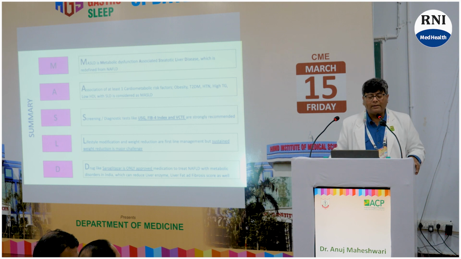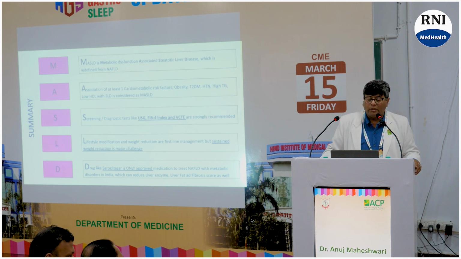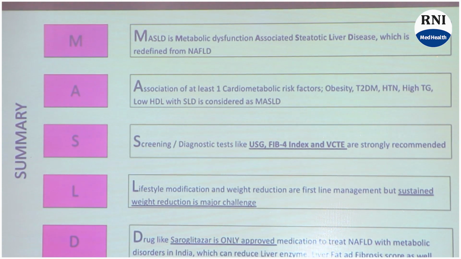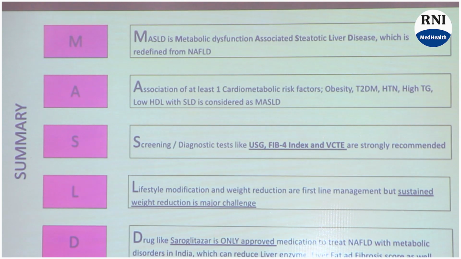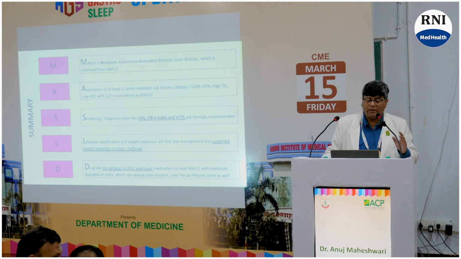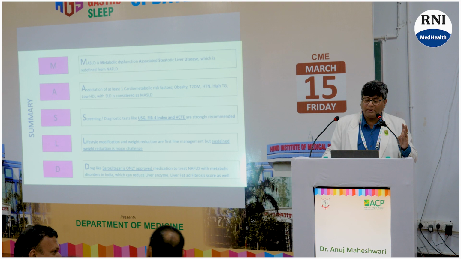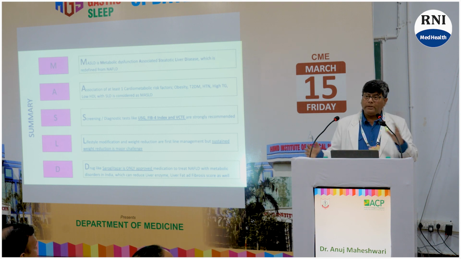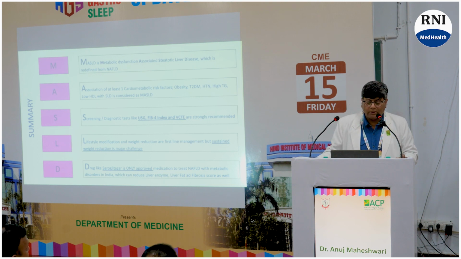So now summarizing the talk, MASLD or metabolic dysfunction-associated steatotic liver disease, which is redefined from NAFLD. So this is a new nomenclature. Association of at least one cardiometabolic risk factor is very important to label any patient as MASLD who has fatty deposition. Either they should have obesity or type 2 diabetes or pre-diabetes, hypertension, hypertriglyceridemia, or low HDL. If any one of these is present, you can label the patient as MASLD.